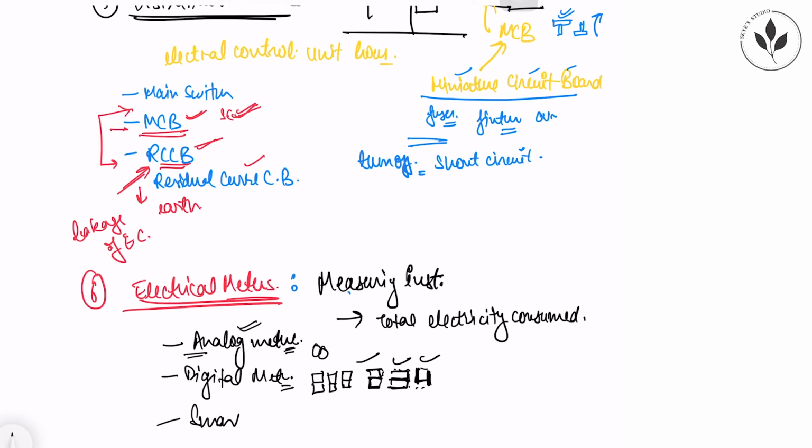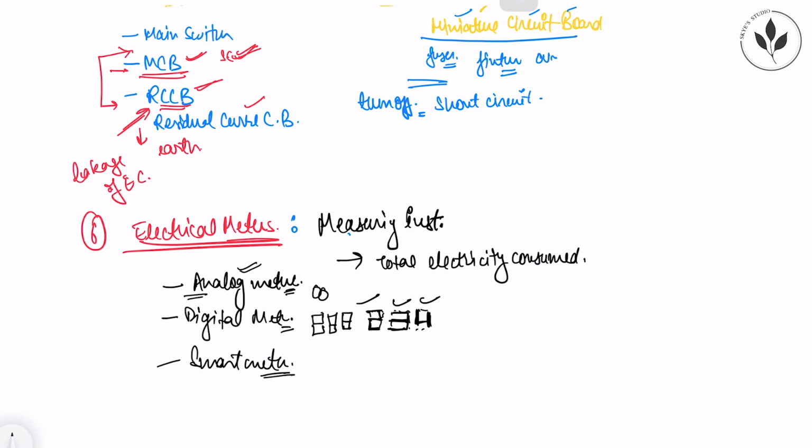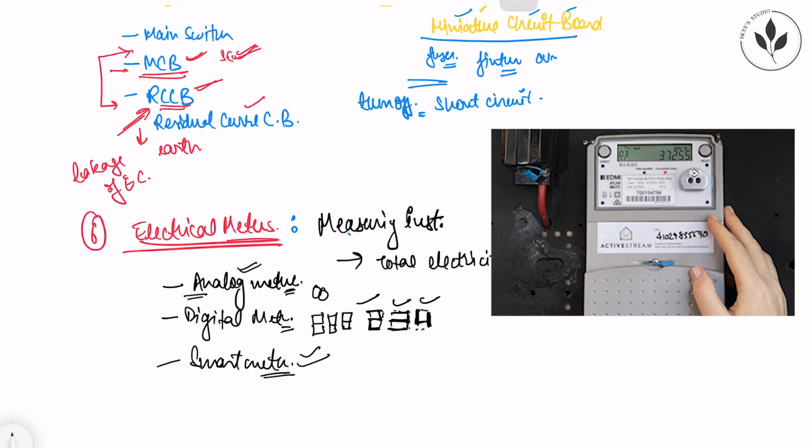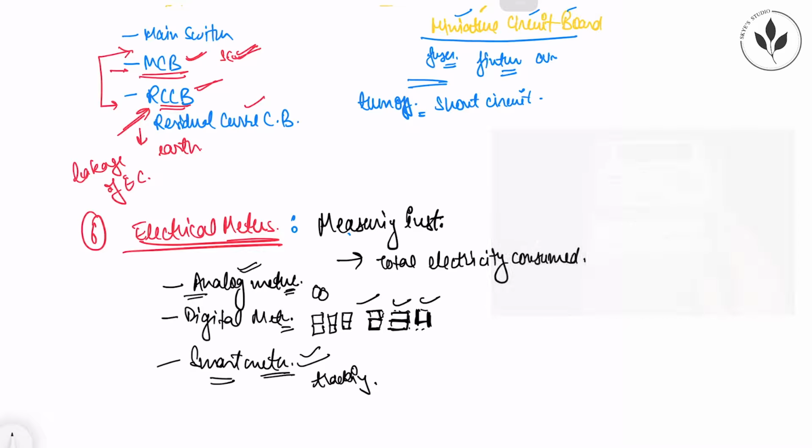And now come our smart meters, which will tell you every data: how many units, how much is your electricity bill, all the dates. So it is kind of a remote reading and tracking device. Every piece of information can be kept inside this smart meter.